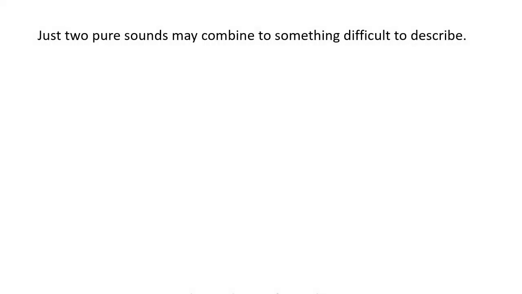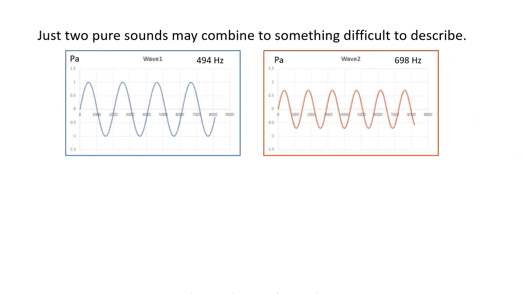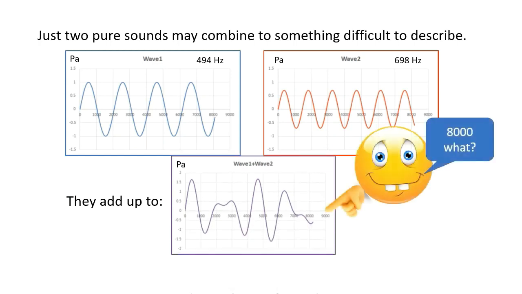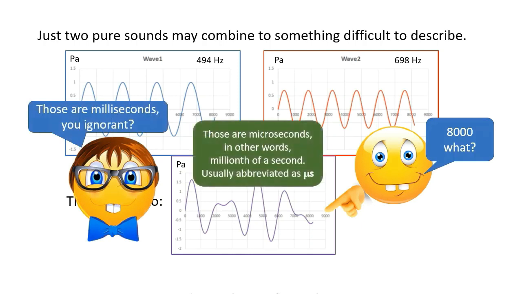Just two pure sounds may combine to something difficult to describe. They add up to 8,000 what? Those are milliseconds, you ignorant. Sebastian, that's a swing and a miss. Those are microseconds. In other words, millionth of a second, usually abbreviated as the letter mu preceding the S.